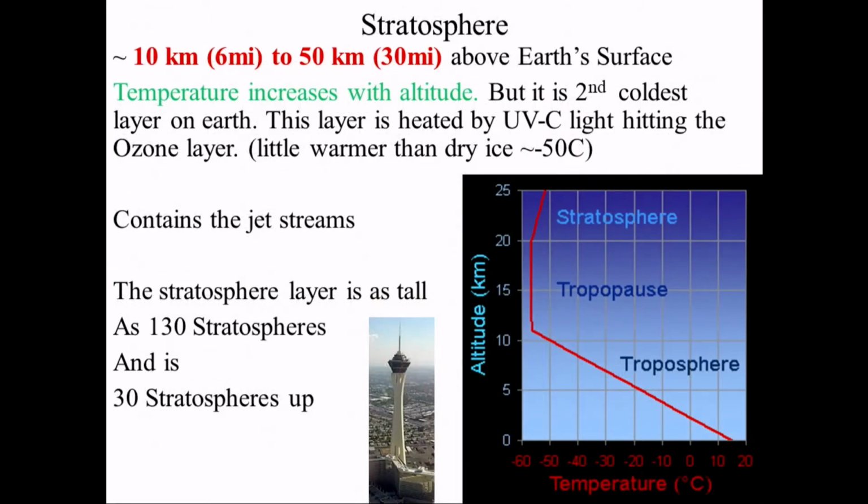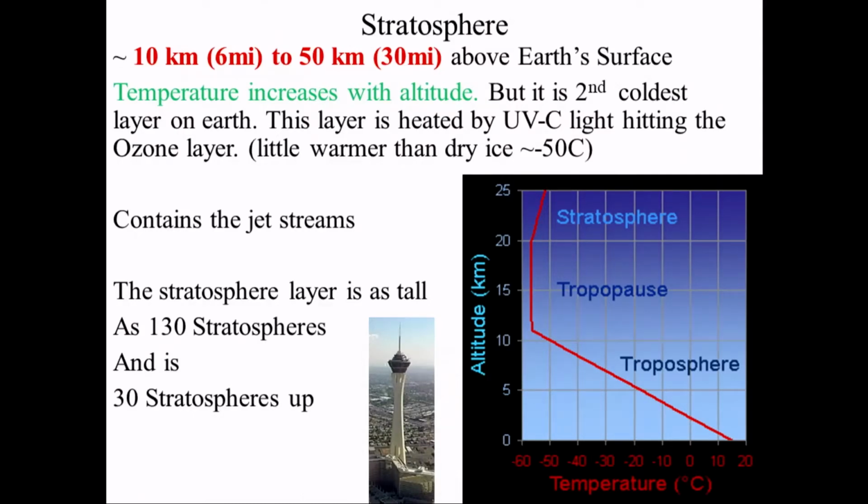So the stratosphere starts about 10 kilometers high or about 6 miles high, and it goes up to about 50 kilometers or about 30 miles high. Temperature increases with altitude. So instead of temperature dropping as you go higher, in the stratosphere, temperature will actually increase. Now, it doesn't help very much because the stratosphere still, on average, is the second coldest layer on Earth. It is heated by some radiation from the sun, but for the most part, it's pretty cold.